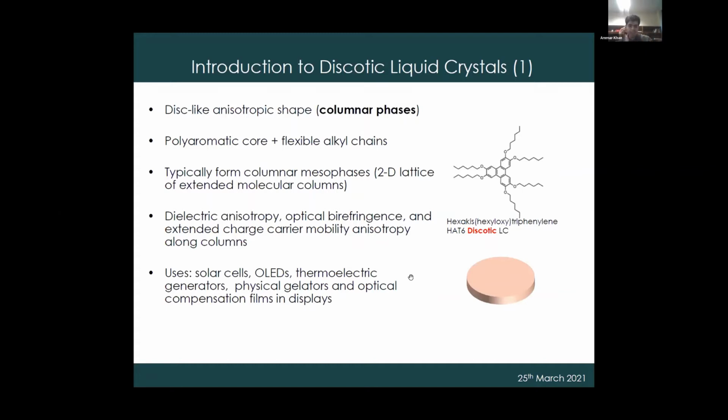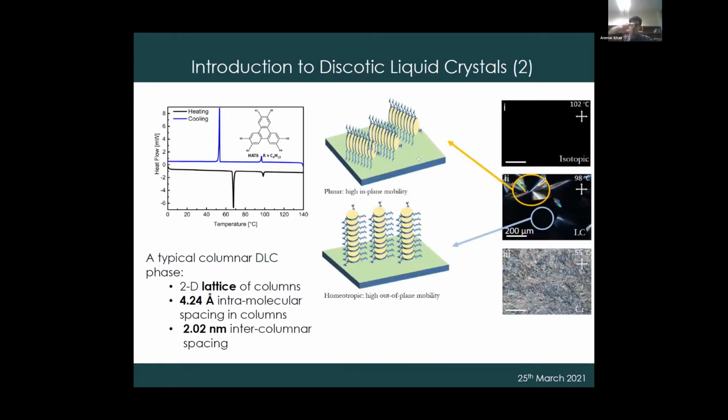In fact, a lot of these high-end displays that you buy have a thin layer of discotic nematic to increase the viewing angle. But typically, discotic liquid crystals form columnar mesophases. And what a columnar mesophase basically is, if I take you here, you would have these disc-shaped molecules, and the molecules would be stacking on top of each other via pi-pi interactions or induced dipole interactions. And these columns would then stack into two-dimensional lattices, a hexagonal lattice, a square lattice, or a rectangular lattice.